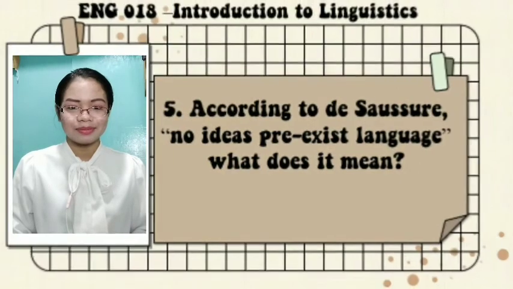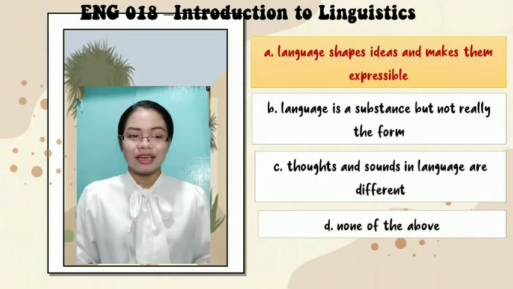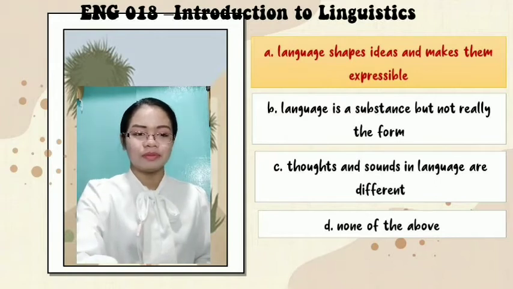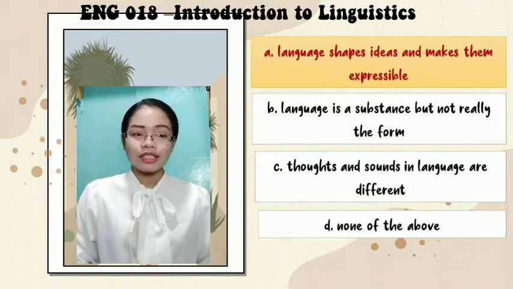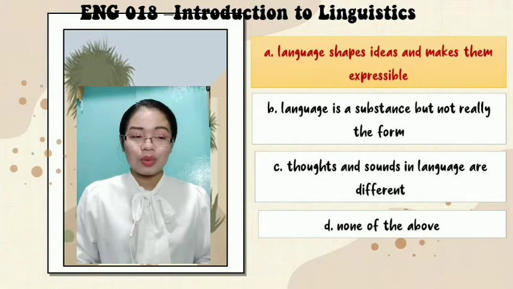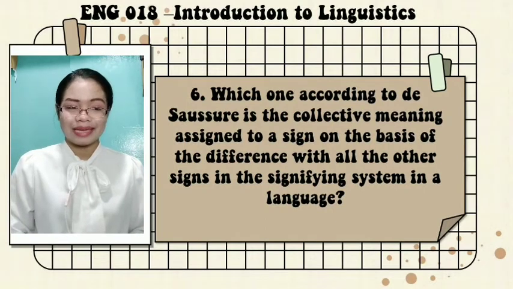What does it mean? So the correct answer for question number 5 is letter A. Language shapes ideas and makes them expressible. According to him, no ideas pre-exist language, so it means thought cannot exist without language, according to Ferdinand de Saussure. Okay, so let's have our last item for Introduction to Linguistics.